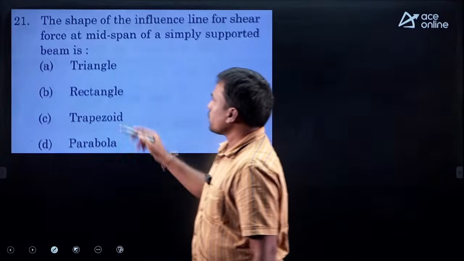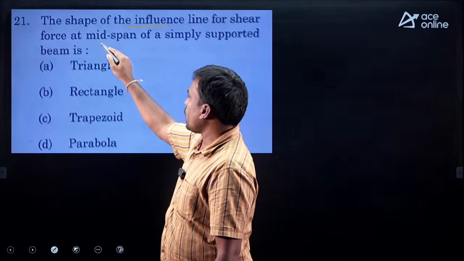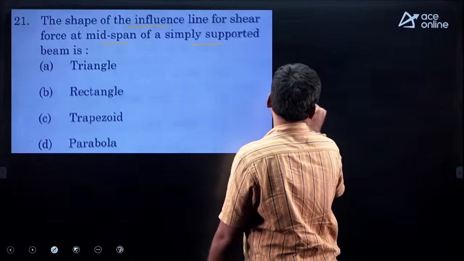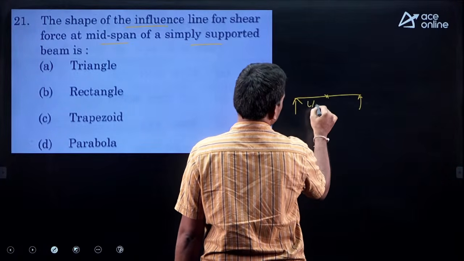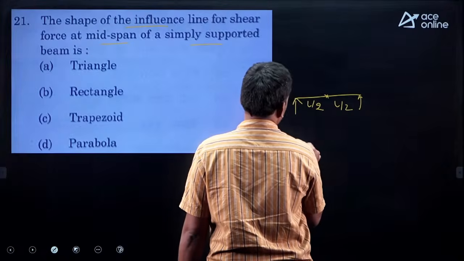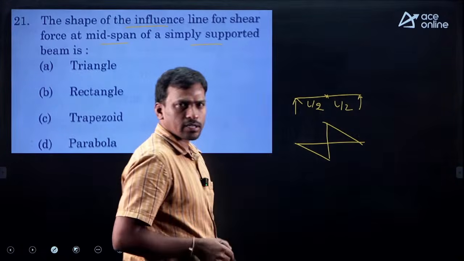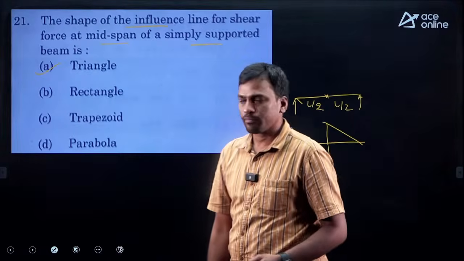Next question, the shape of the influence line for shear force at mid span of a simply supported beam. The section at the mid span is given, right? So what is the shape of the ILD? ILD for shear force is a triangle. Then option A is correct.